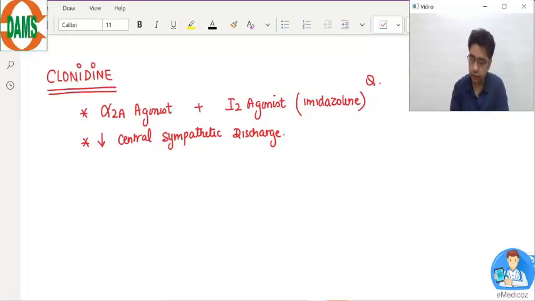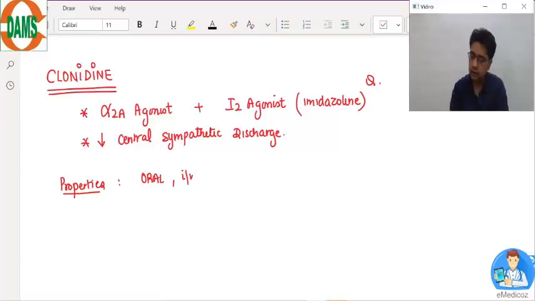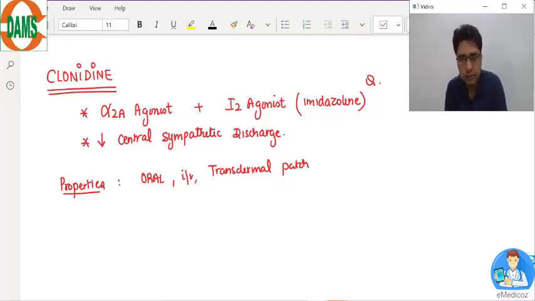Now, if you talk about the properties of clonidine, clonidine can be given orally, IV, as well as by transdermal patches. This question has been asked. Can we give clonidine as a transdermal patch? I will give you a list of all drugs which are given as a transdermal patch later on.